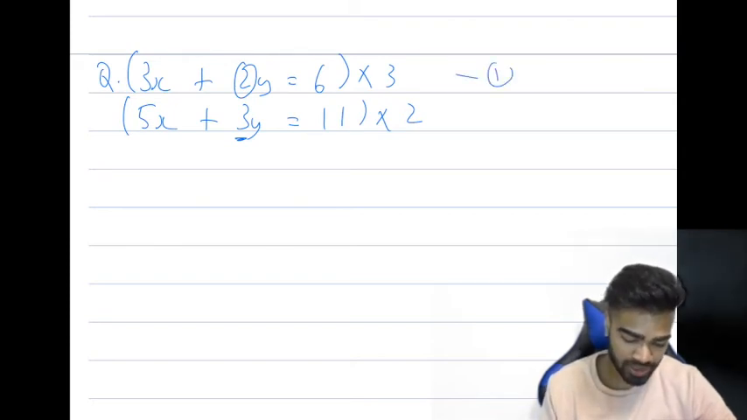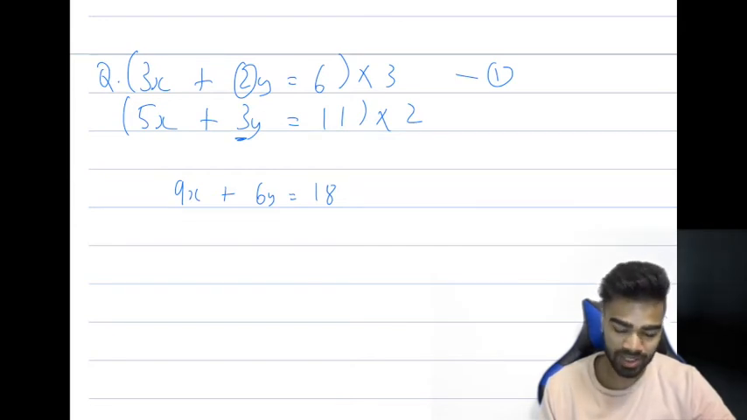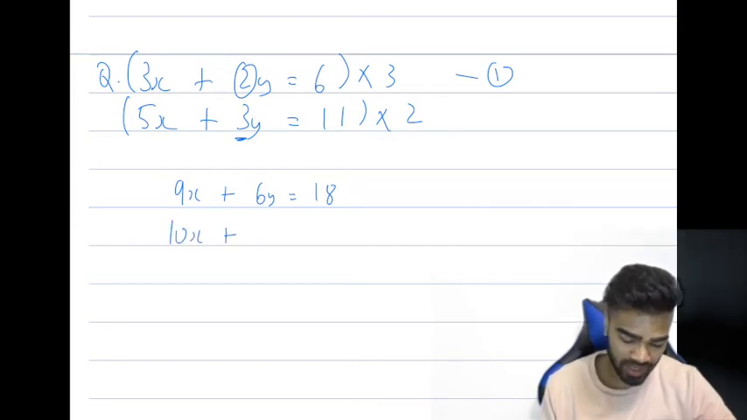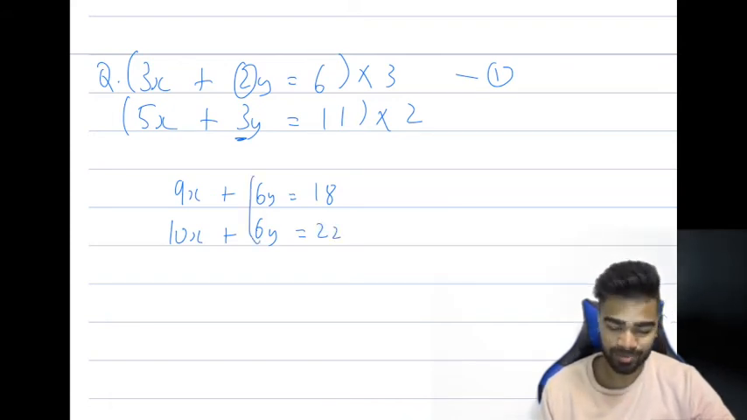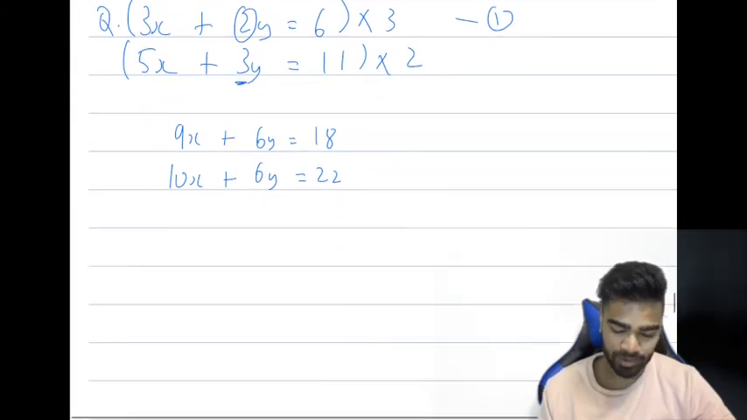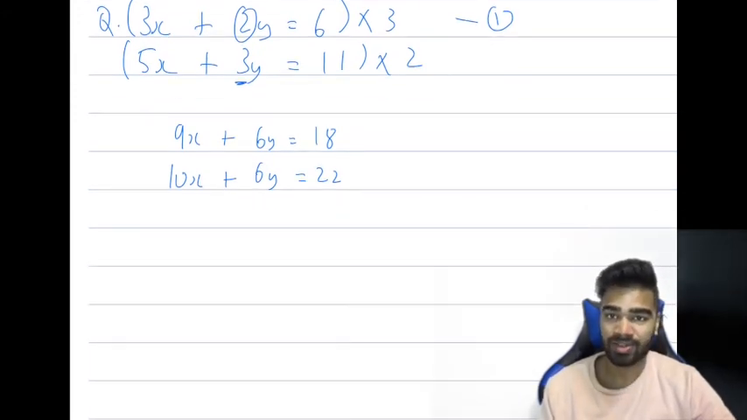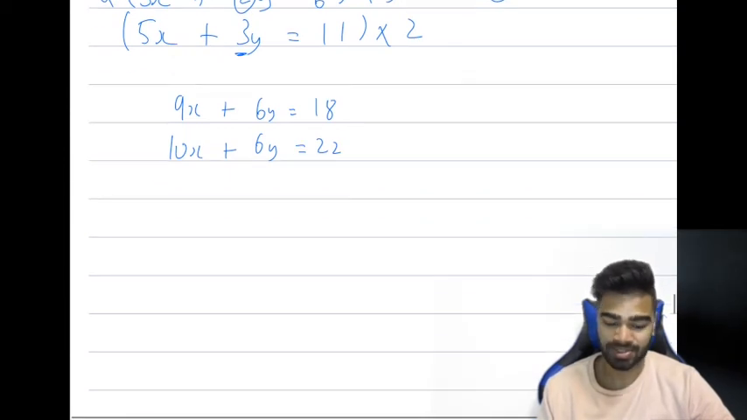So top equation, equation number 1, if I multiply, I'm going to get 9x plus 6y is equal to 18. That's the top equation. And the bottom equation is 10x plus 6y is equal to 22. Okay, look what's happened, guys. We made it equal. And I want you guys to pause the video, and from here it's the same method, solve this question, okay? And I'll give you the answers.